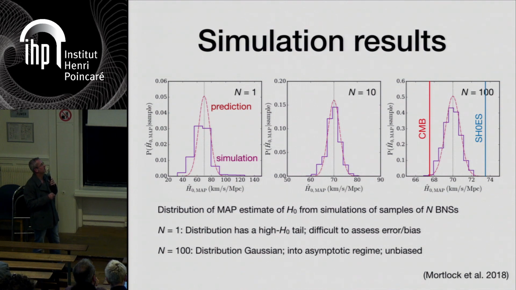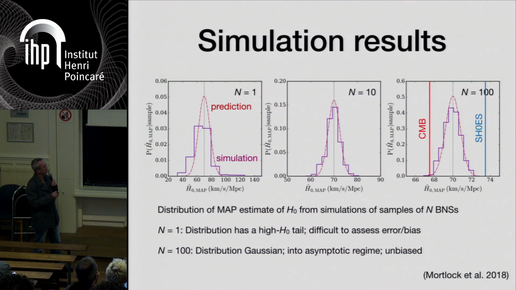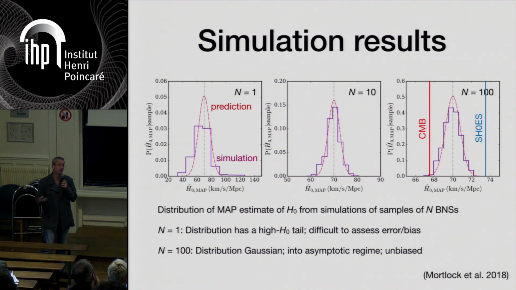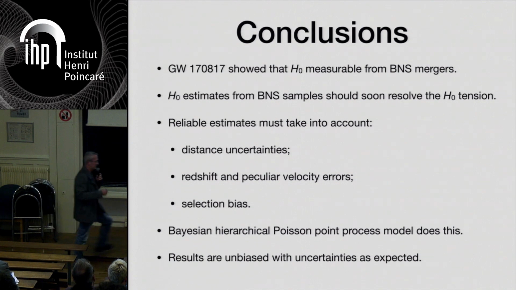If we have 100 binary neutron star events with counterparts, then this is the sort of distribution, or if we go back, any of these is the sort of posterior distribution you'd expect to get from a single event. And if you compare that to the current CMB and current distance ladder data, you can see that this really does have the possibility to solve that battle if it in fact is still going on 10 years from now. So that's where I'm going to finish.